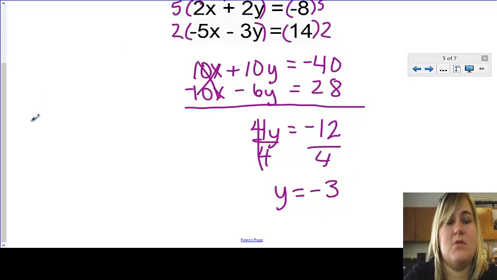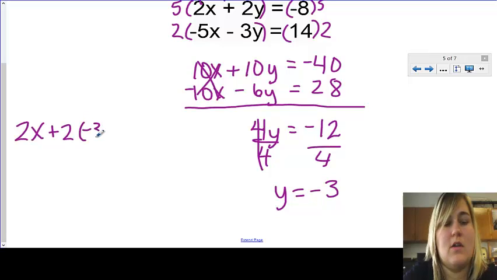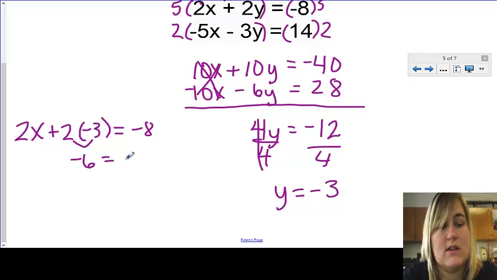So since y is equal to negative 3, I'm going to take that and plug it in up here to an original equation. So I have 2x plus 2, instead of y I'm going to put negative 3, equals a negative 8. So 2 times negative 3 gives me negative 6. Bring everything else straight down.